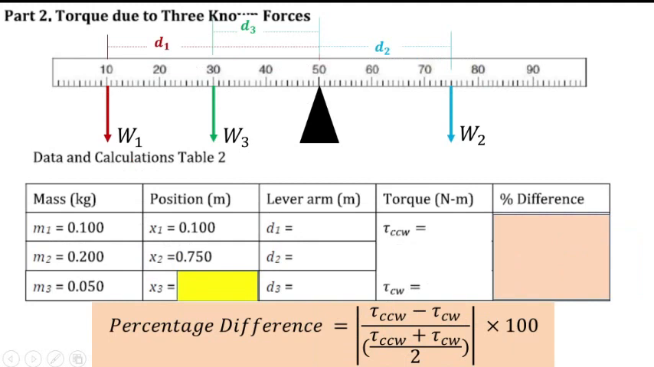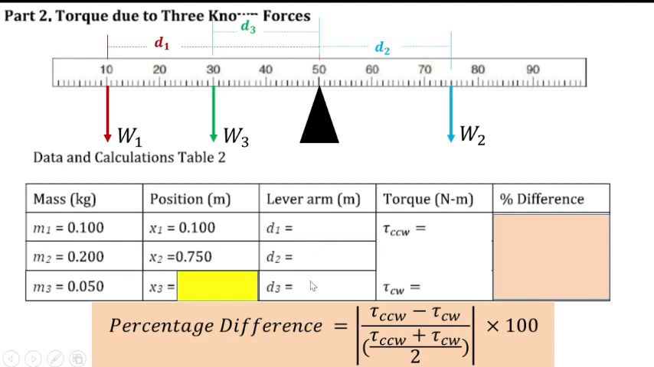For procedure number 2, there are 3 masses now. The pivot is still at 50 cm, so the weight of the meter stick is not involved in this problem. This is weight 1 and the lever arm is D1, and the position of weight 1 is 0.1 cm. This is weight 2, and its position is 75 cm. And this is mass 3, and its position is unknown. Please watch the video to determine the position of your weight 3, and its lever arm is D3.